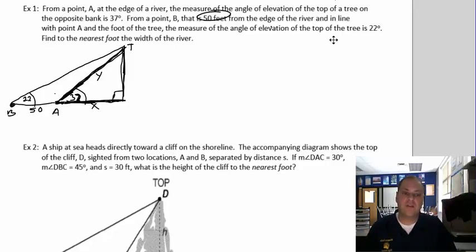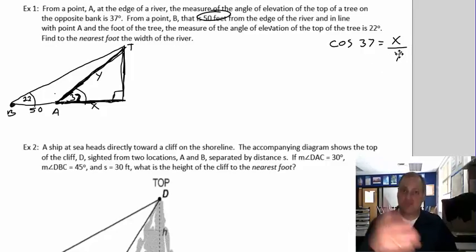So I'm going to set this up and leave it: cosine 37 equals X over Y. See that? Adjacent over hypotenuse. So that's great, that we could solve at the end like that. But the problem is you can't find Y until you find X. So we're going to use the law of sines to find Y.